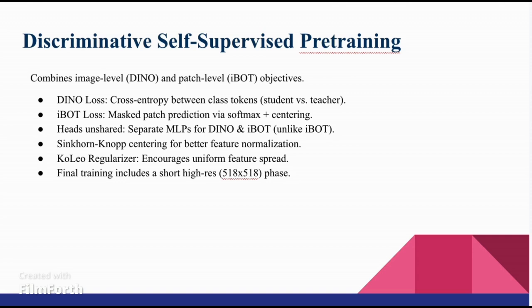Another small but impactful trick: a short high resolution phase is added at the end, in which images are trained at 518 by 518 pixels instead of the usual 224. This drastically improves performance on dense tasks like segmentation and depth without much computation overhead. Altogether, these design choices make the DINOv2 framework highly robust, stable at scale, and versatile across both image level and pixel level tasks.